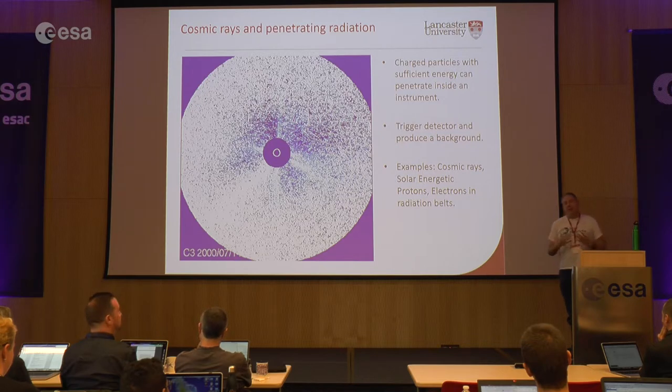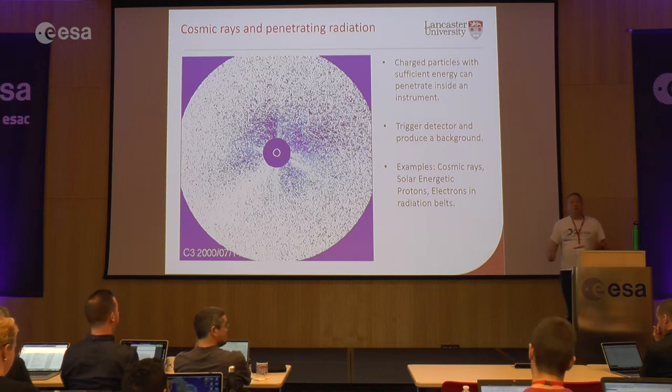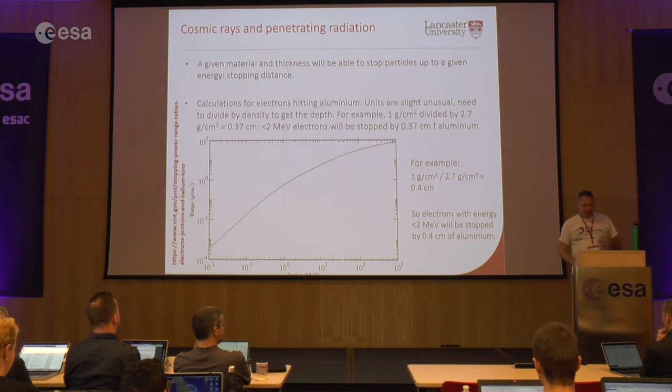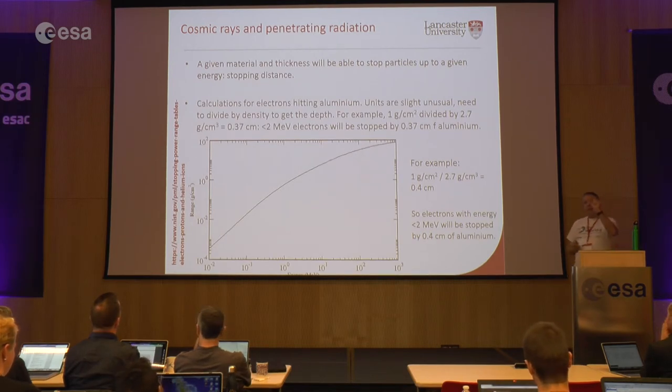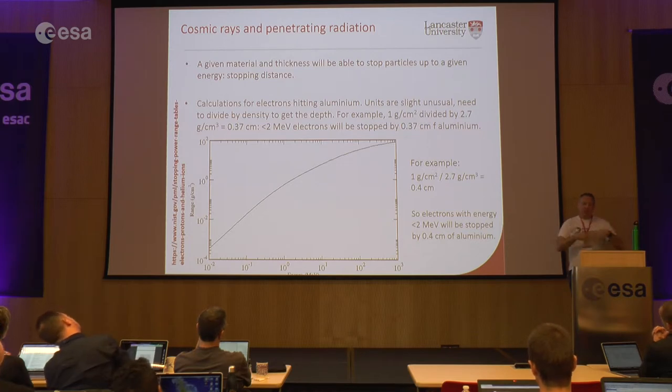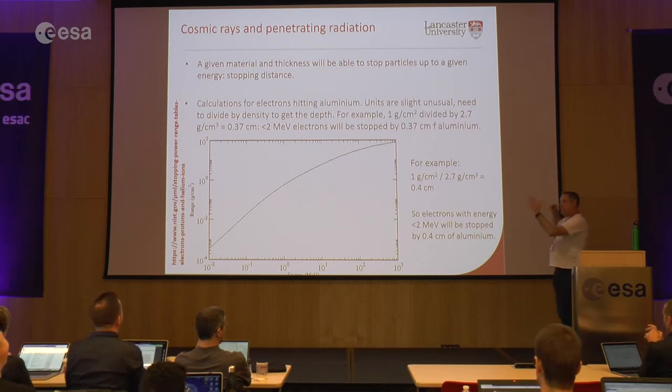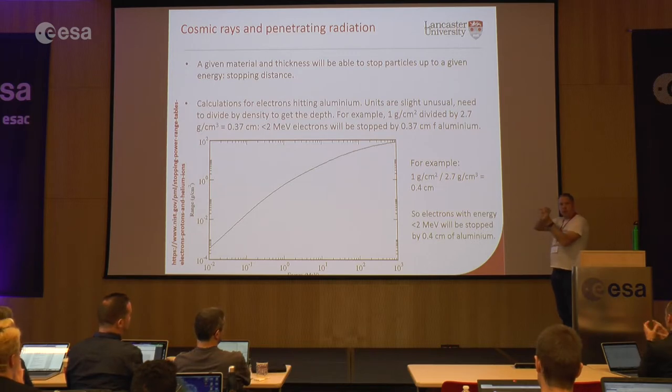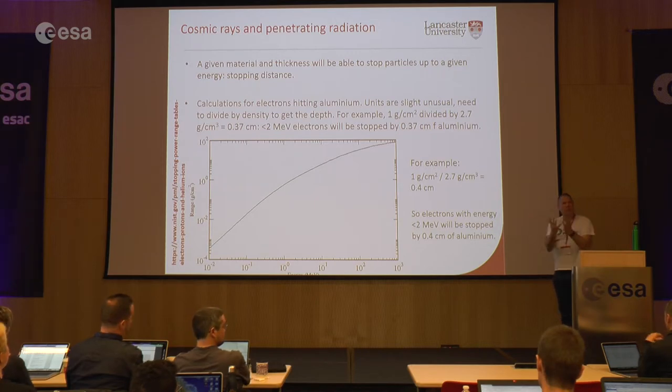You can use calculations to figure out what energy particles there might be. A given material and a given thickness of that material will be able to stop particles of a particular energy. So the idea is that as a particle hits the side of the instrument or hits the metal casing, as it goes through the casing, it will lose energy as it penetrates through. Eventually it will get to a point where it's just completely stopped. So this is like half thickness for penetration of particles through a target.